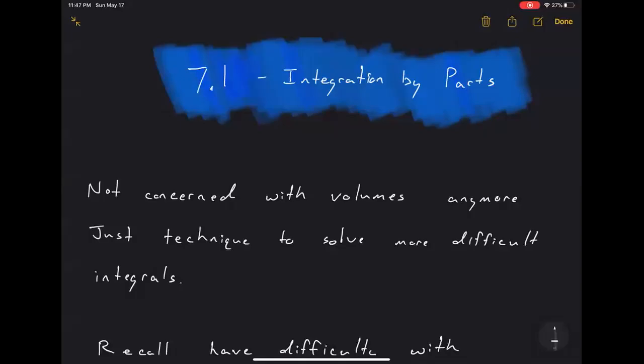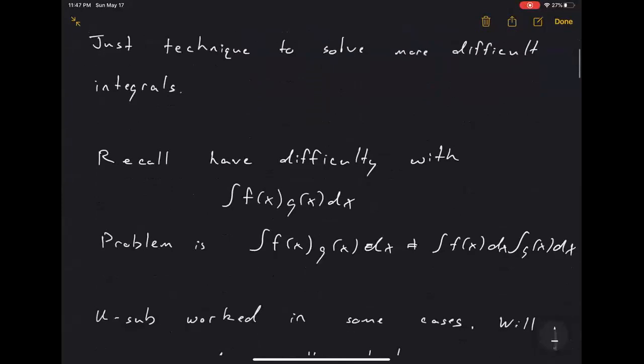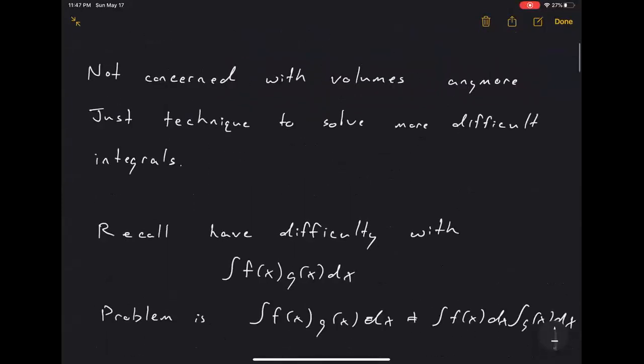All right, we are done with chapter 6 and we're moving on to chapter 7, which is just integration techniques. And I like this chapter. I think it's a lot simpler than 6.2 and 6.3. It's really just a kind of tool bag of integration techniques. So we don't have to worry about volumes anymore, measuring radiuses and heights of cylinders, things like that. It's just straight up integration. So we're just learning some techniques to solve some more difficult integrals.